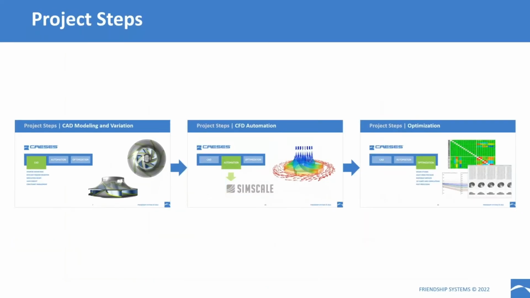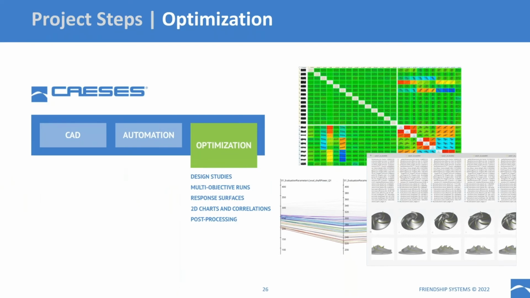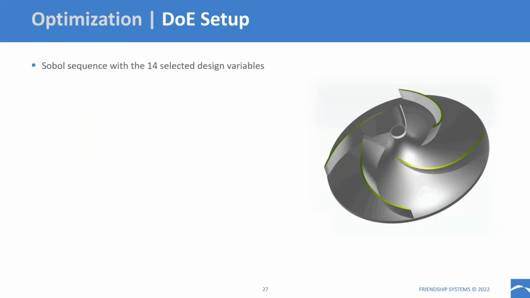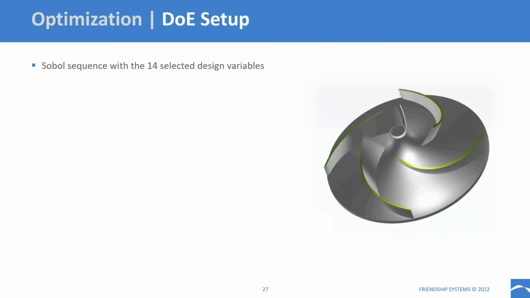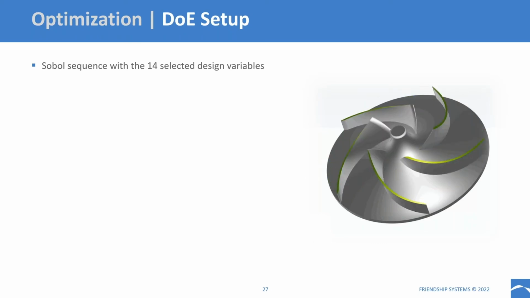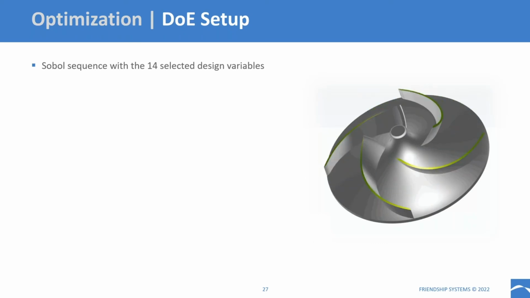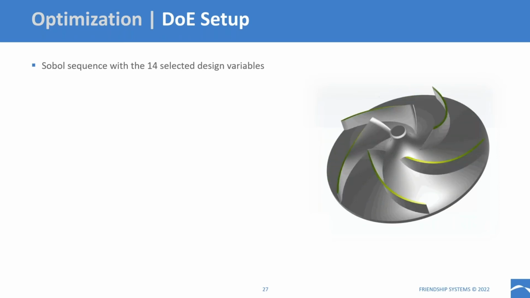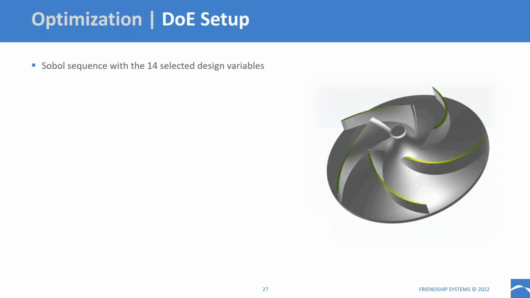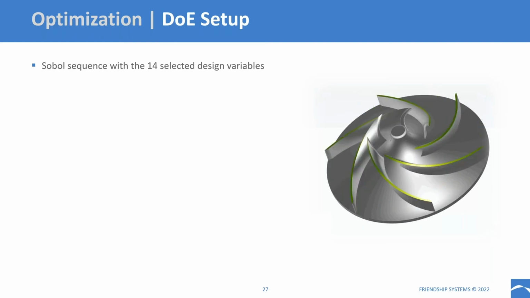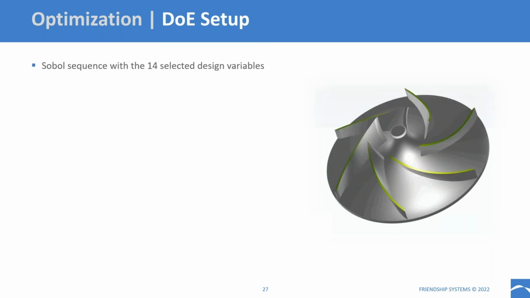All right, so now we have the components that we need, geometry and simulation. We have connected the two things together, and then we can go to the optimization, which is the final step. And what we did here is we ran a design of experiments, so a systematic parameter study with the 14 parameters that I introduced before. And we used a Sobol sequence to run this analysis. So this is a kind of space filling sequence to cover the design space in a homogeneous way.